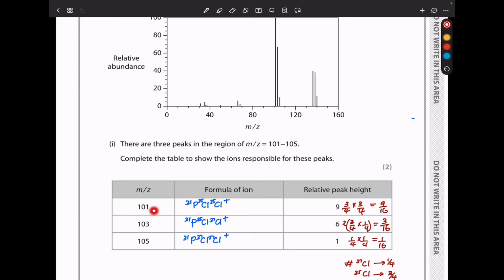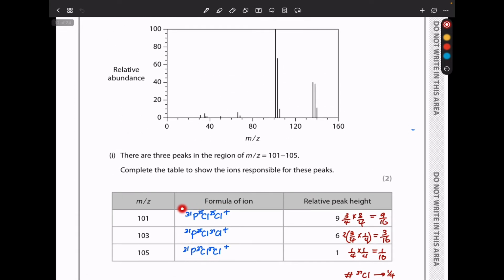So at 101, of course, we have phosphorus, which is 31. It's standard for all of them because it's just one isotope. All of them are going to have 31. So to get 101, it is going to be phosphorus-31, chlorine-35, and chlorine-35, meaning there is one chlorine atom that is missing. So this is going to be the ion. And then for 103, we're going to have phosphorus-31, chlorine-35, chlorine-37. And at 105, we're going to have phosphorus-31, chlorine-37, and chlorine-37.